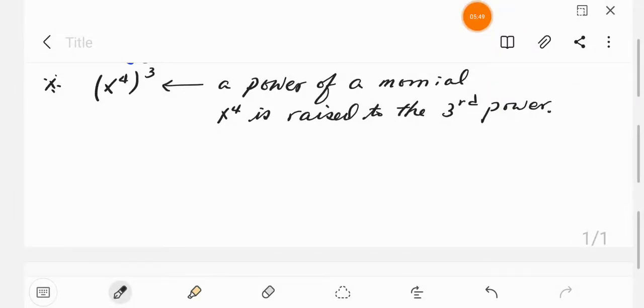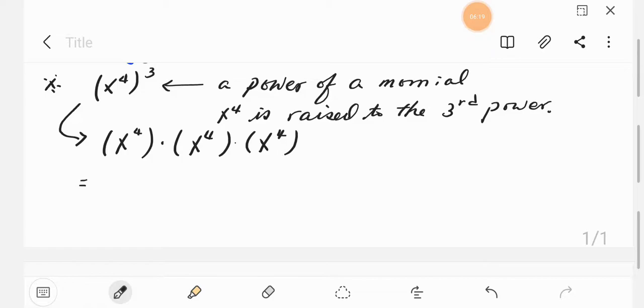Okay, now let's check out this expression. Now the base is x to the 4th power. The parenthesis is the base and 3 is the exponent. So this is an example of a power of a monomial. The base x to the 4th power is raised to the 3rd power. So this means the base x to the 4th power is multiplied how many times? 3 times, right?